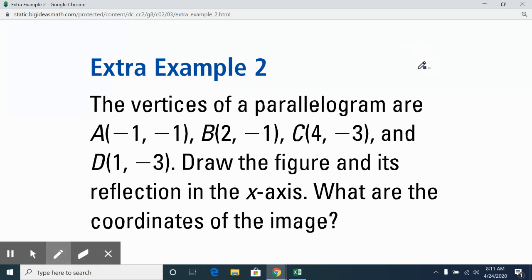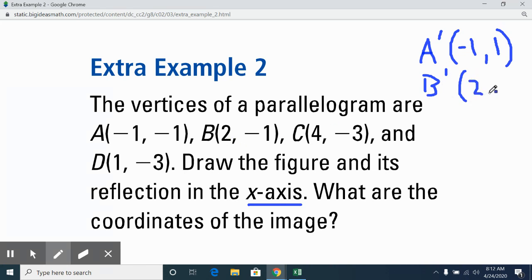So my A prime, it's saying we want to reflect using the x-axis. So I'm going to take these coordinates and only change y to its opposite. So -1 stays, but the other -1 changes to its opposite of +1. B prime would be, I'm keeping 2 as is. -1 becomes +1.